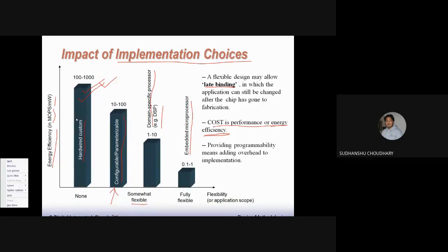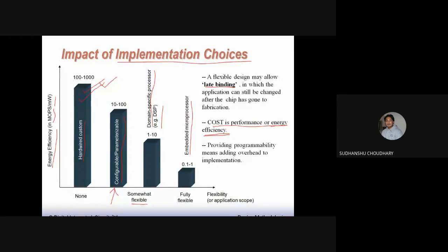So for hardwired or custom, the energy efficiency is high, okay? 100 to 1000 million operations per millijoule can be performed. Similarly in the flexible approach, since the number of components is more, energy efficiency is also smaller. That is somewhere around 10 to 100 million operations per millijoule that can be performed here. Right.